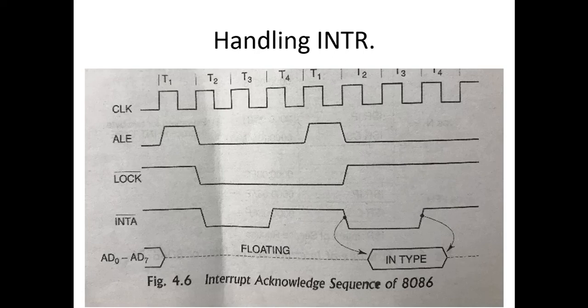For the INTR signal to be responded to in the next instruction cycle, it must go high in the last clock cycle of the current instruction or before that. Then only will the processor respond to that INTR signal in the next instruction cycle. If the INTR request appears after the last clock cycle of the current instruction, then the processor will respond to that INTR signal after execution of the next instruction.